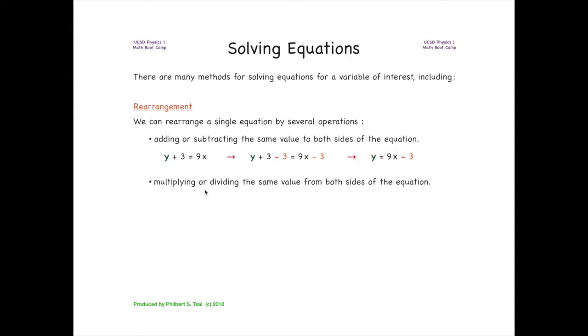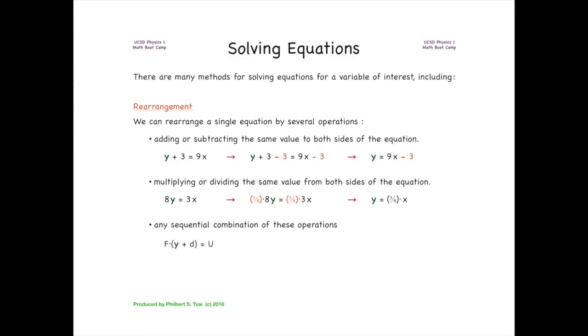We can also multiply or divide both sides of an equation by the same value. So if we have an equation that says 8y is equal to 3x, and we are again trying to solve for y, in an attempt to isolate the y by itself, we multiply both sides by 1/8, or equivalently, you can say we divide both sides by 8 to yield an equation that says y is equal to 3/8 x. And of course, we can apply any sequential combination of these operations.